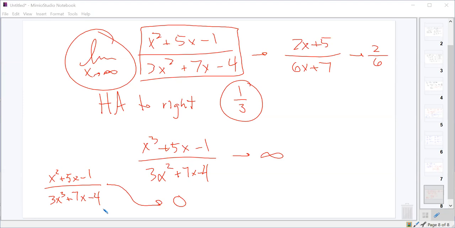I'm not sure what your question is, Karina. Only for x to infinity? You mean like, yeah, only if you're evaluating a limit as x approaches infinity or negative infinity can you do this. If I say what's the limit as x approaches 2, you just plug in 2 and get some number. Is that what you mean?